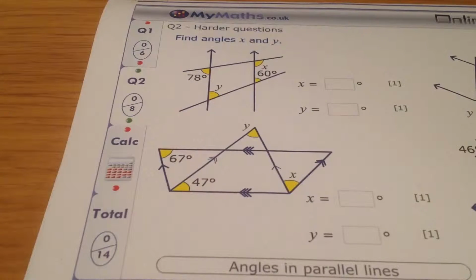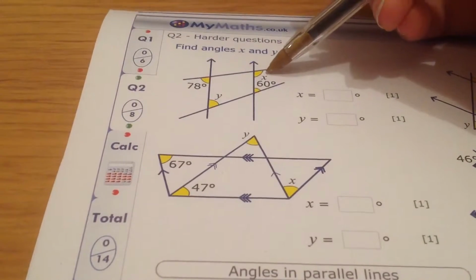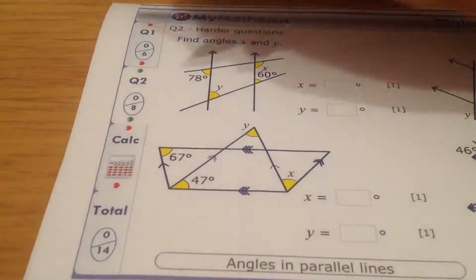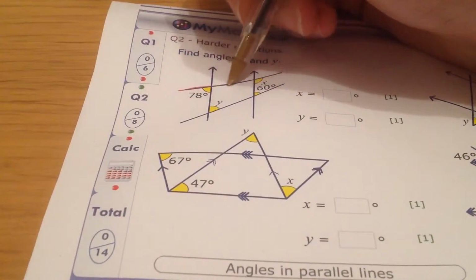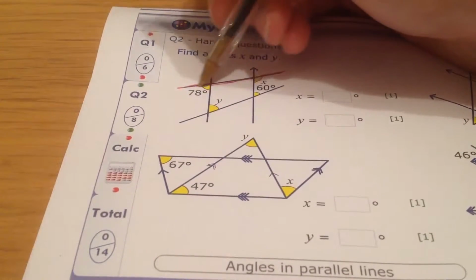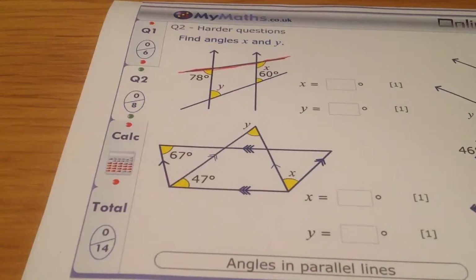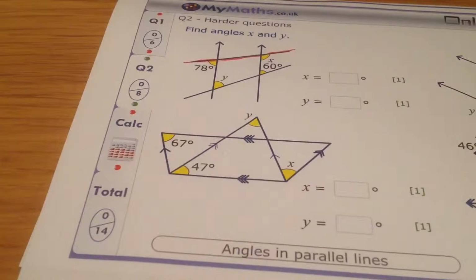The second part of this homework becomes more difficult as we've got more than one transversal and sometimes more than one pair of parallel lines. First of all, let's have a look at x. In this question, x is on this transversal, which means it can only have a relationship with other angles which are associated with that red transversal.